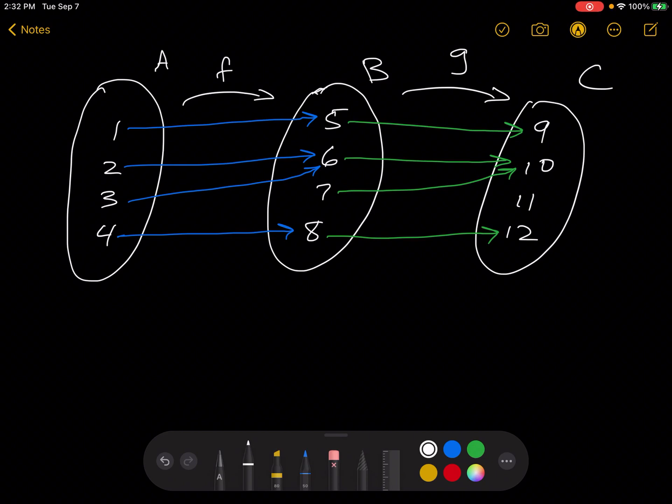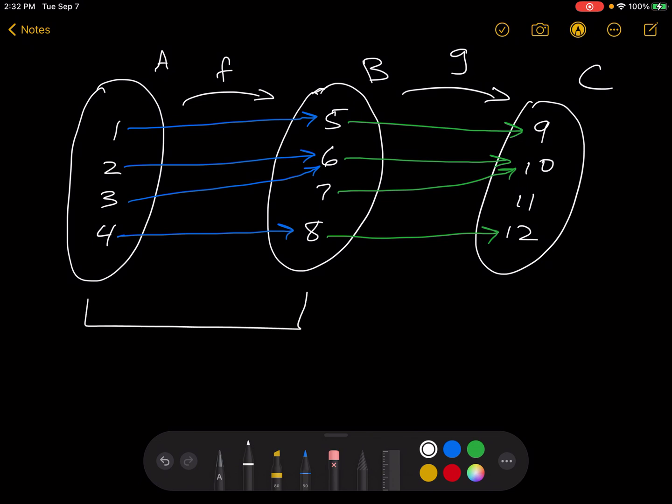Here we have a function f from the set A to the set B. All the information for that is right here. You have the set A, the set B, and we have a function f going from A to B. F sends 1 to 5, 2 to 6, 3 to 6, and 4 to 8.